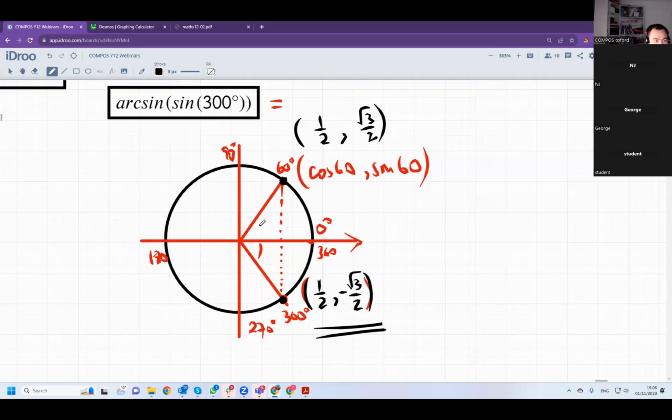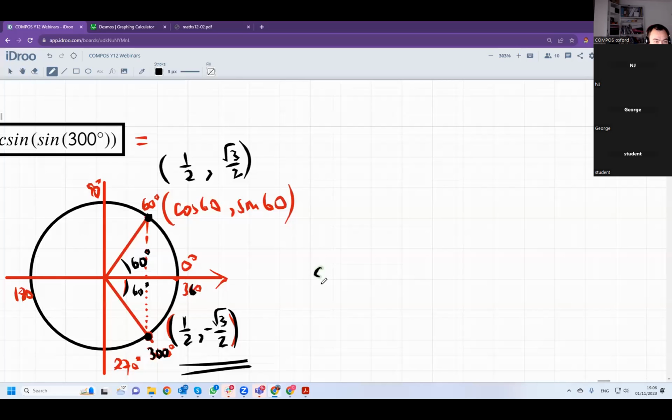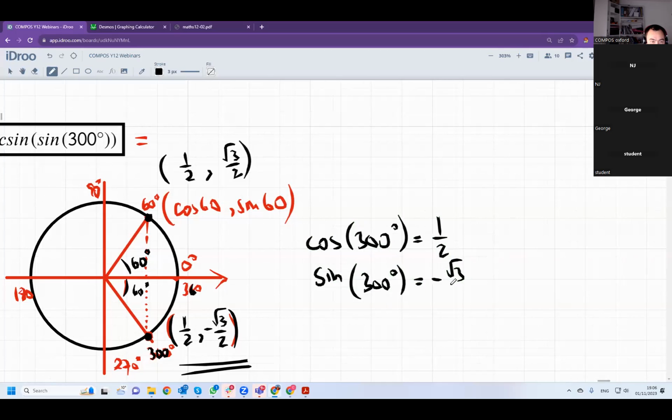They're the same because they are symmetrical, because this is 60 degrees and 300 is 60 degrees away from 360. So they have the same x coordinate, but opposite y coordinates. Unit circle, yes. Unit circle and trigonometric circle is the same thing. So that means that cosine of 300 is 1/2. Sine of 300 is minus square root of 3 over 2.